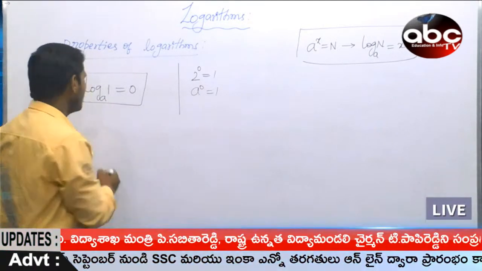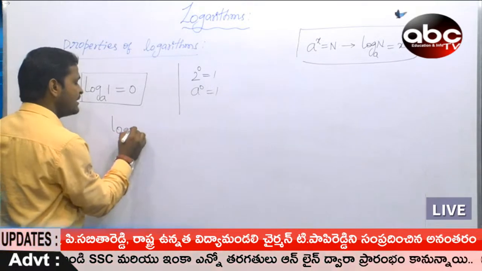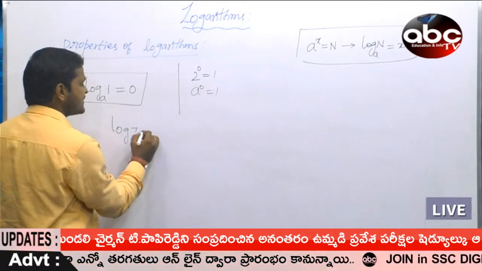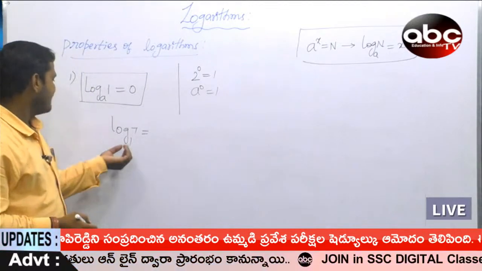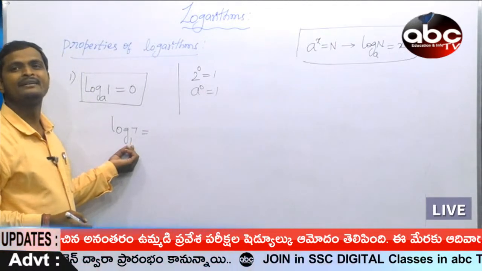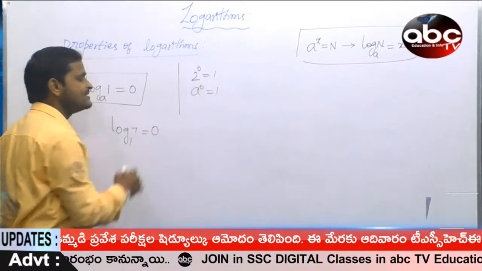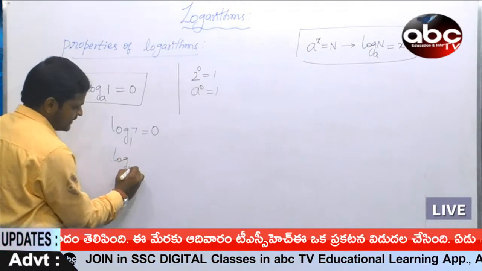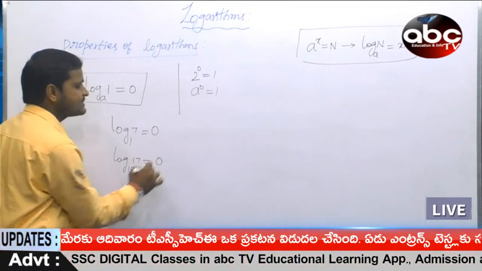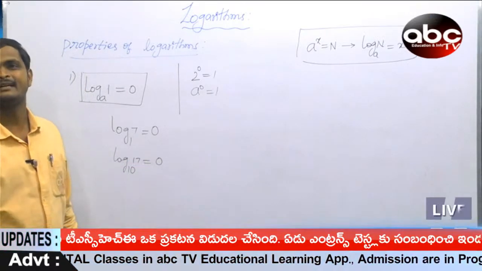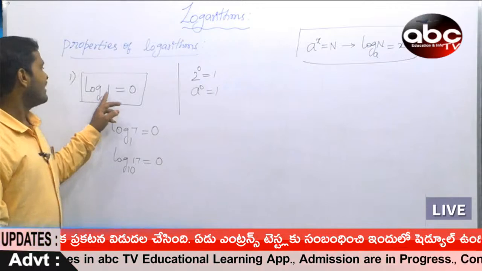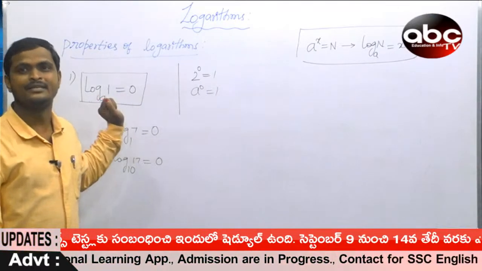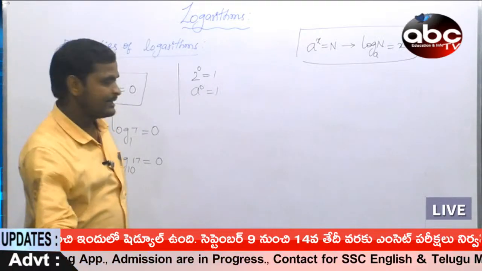For example, log 7 base 1. Observe here, where the base is a real number, then what is the answer here? 0. You can take any example. Suppose log 10 base 17. You get the answer 0. Is it clear? Then the first property: log 1 to the base a is equal to 0. Okay, students? Now the second one, the second property.